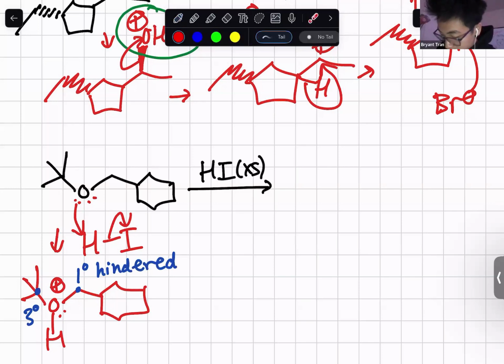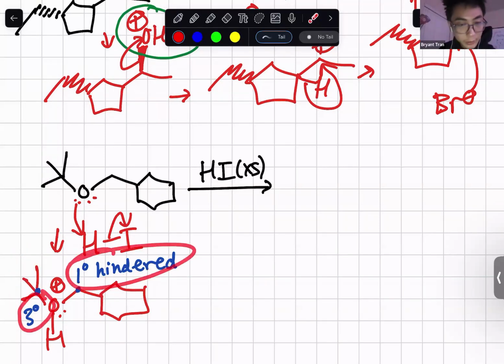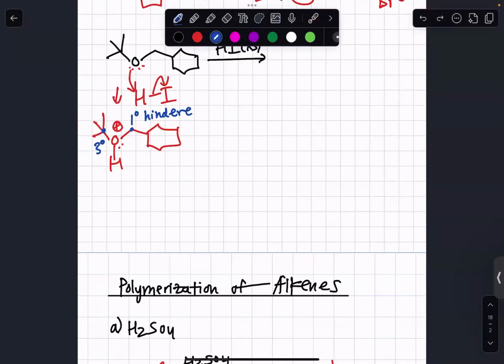The one on the left is tertiary because it's attached to 3 other carbons: 1, 2, 3, like that. The one on the right is primary hindered because it's attached to 1 other carbon, but that 1 carbon has more than 1 branch. That's why it's primary hindered. Now we are going to compare what has higher priority, tertiary versus primary hindered, based on the chart that I gave you. Tertiary one, yes.